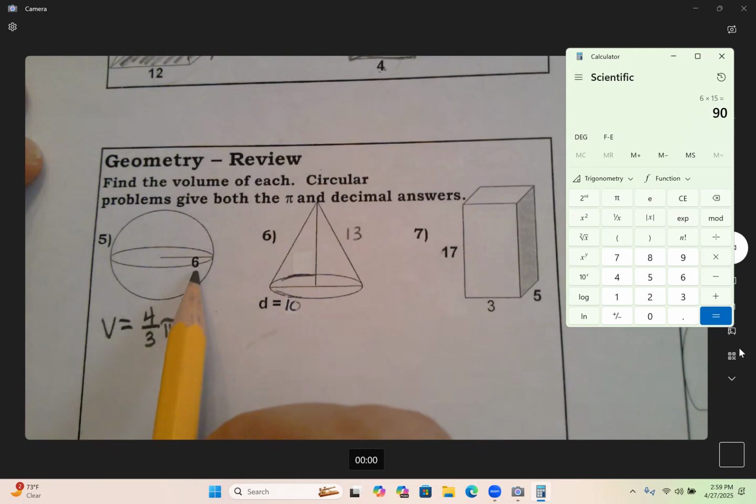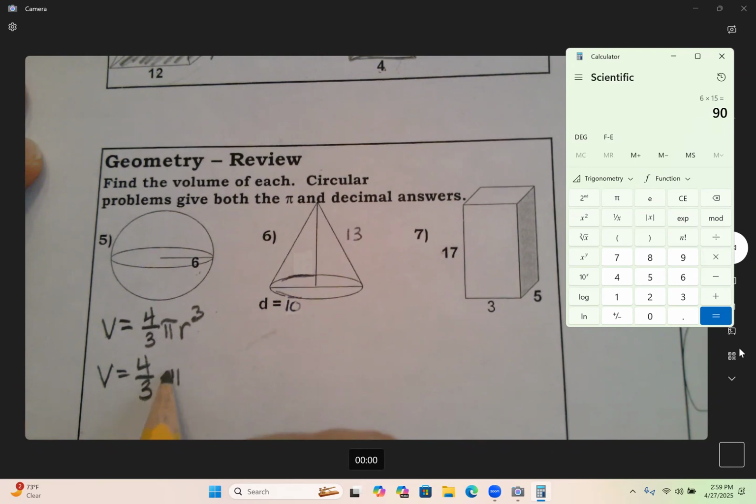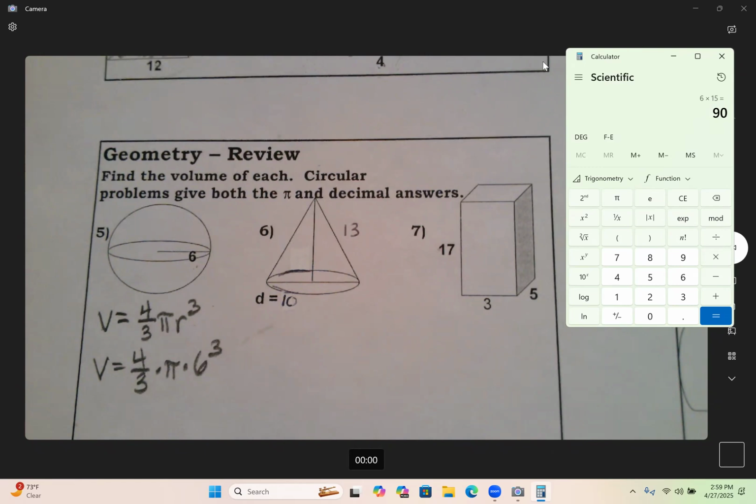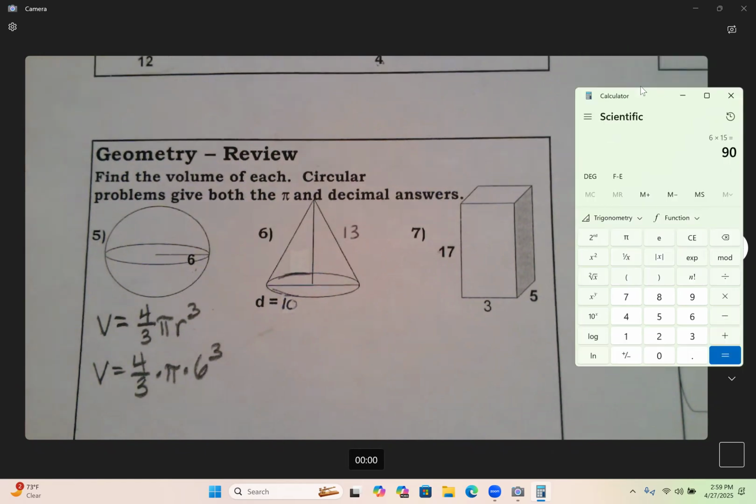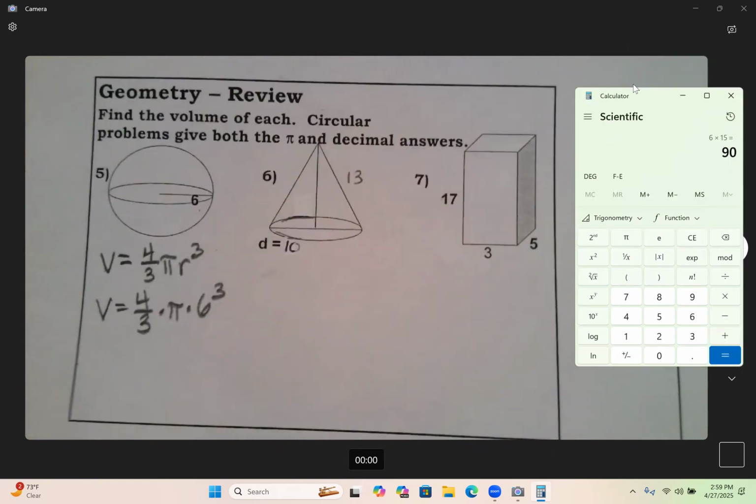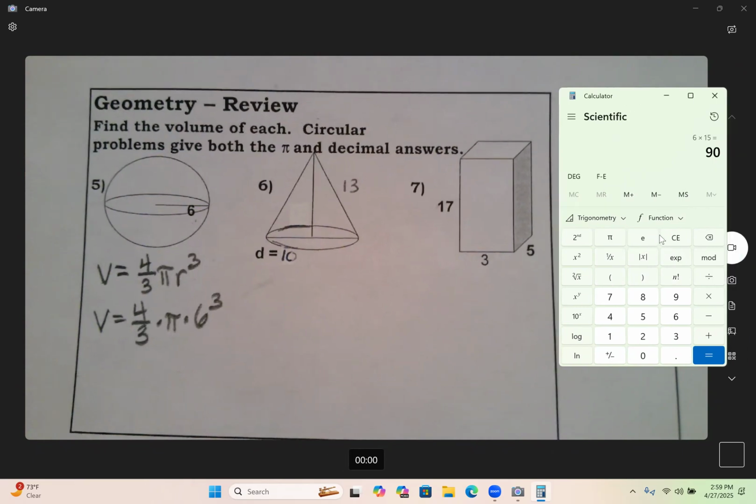Our radius is given to us. It is 6. So we're just going to plug in 6 for r. Okay. All right. So once again, we do need to give our answers in terms of pi and also as a decimal. So let's start with answers in terms of pi. I'm going to do the 6 to the third part first.